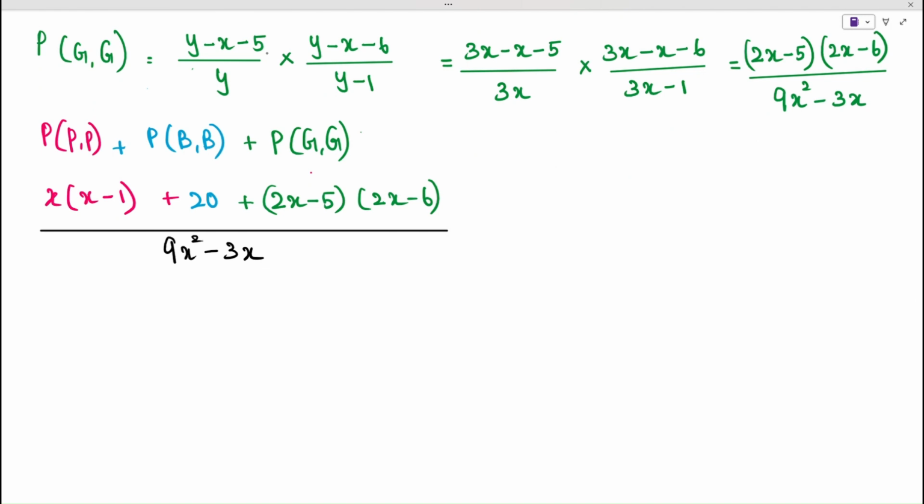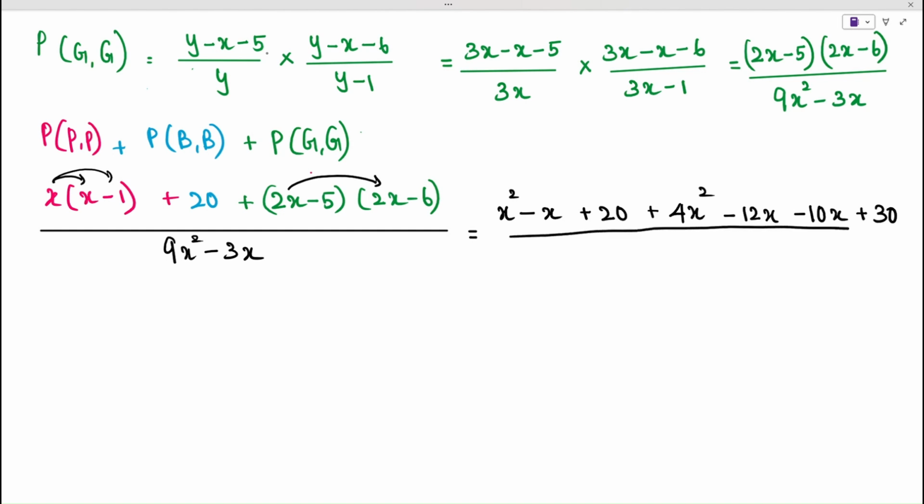Now we're going to start expanding our brackets. So our fractions now will be x times x will give us our x squared, minus our x times minus 1, so that's our minus x, plus 20. And now we're going to expand out our two brackets for green. So we'll have 2x times 2x, which is 4x squared. 2x times minus 6 is minus 12x. Minus 5 times 2x is minus 10x. And minus 5 times minus 6 is 30. And this will all be over our 9x squared minus 3x.